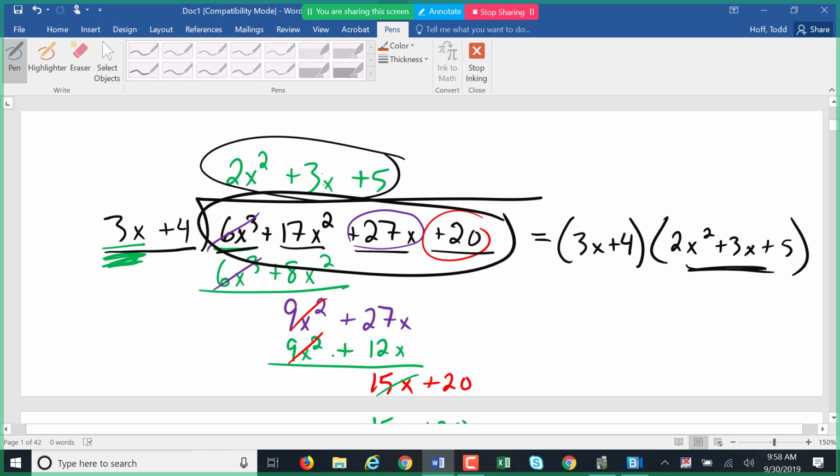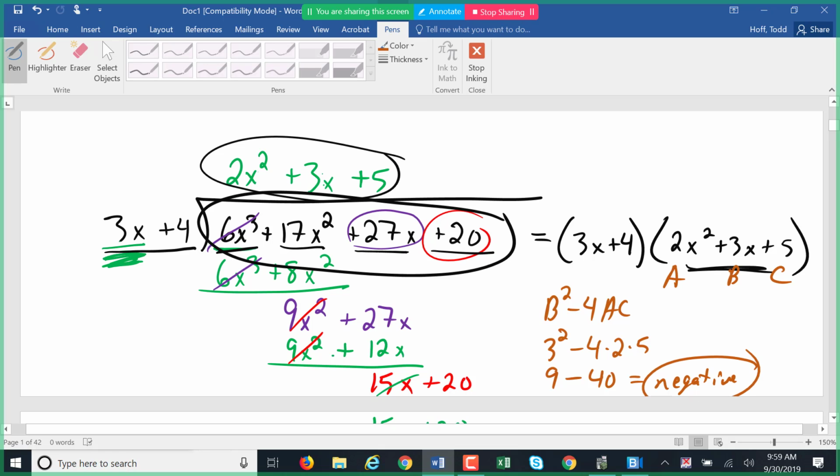Remember how to check if that's factorable? We had A, B, and C. If B squared minus 4AC, so B squared would be 3 squared, 4 times A is 2, C is 5. So this is 9 minus 40. That's negative. If that comes out to be a negative, it is not factorable. That's that discriminant from the quadratic formula. Any questions?